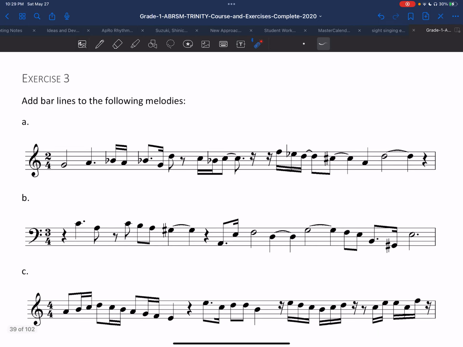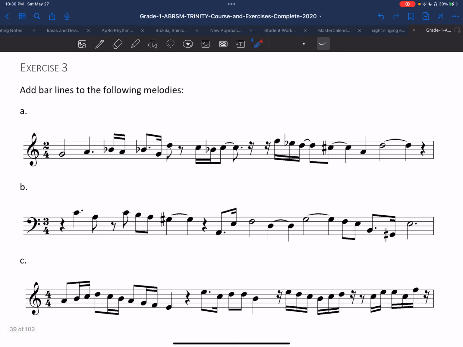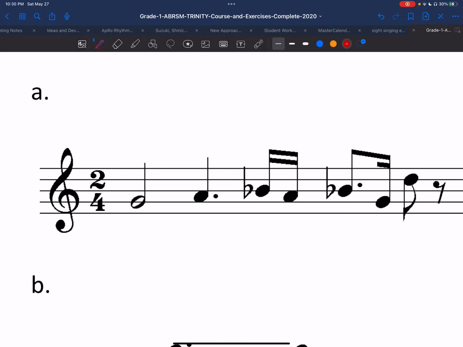Then the next exercise is adding bar lines to each of the melodies. So now we have to do this the opposite way. We still need to know how many beats. In this first example, it's a 2/4 measure. Remember that a 2/4 measure means that we have 2 quarter notes per measure, per bar. So we have 2 quarter note beats per measure. So I already know that I have 2 beats for every half note. So I would neatly write 1 bar line here.